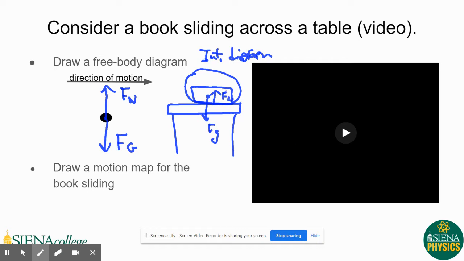And now if I think about the forces in the x direction, well, my book is slowing down, and that's due to friction. So that's going to happen right here. And the book is traveling this way. So my force of friction is actually along this way. So this is my force of friction. My force of friction is against the direction of motion. So my force of friction is going to be this way.